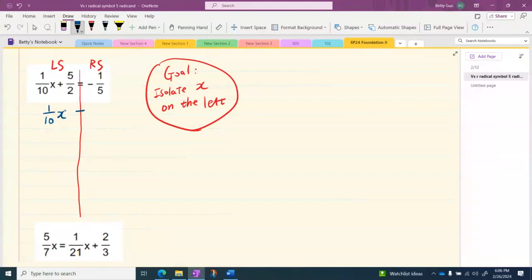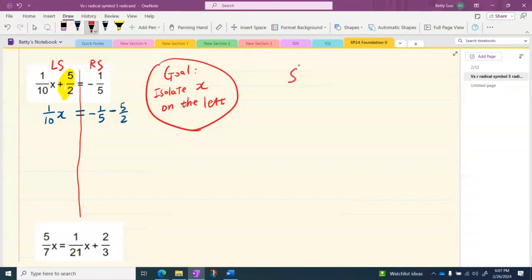Let's keep 1 over 10x on the left side. Nothing has changed to that term. 1 over 10 times x stays on the left side. And then we have -1 over 5 on the right side. We are going to keep that term on the right side as well. What's going to change is this term, the constant term 5 over 2. It is on the left side, but we want it on the right side. Do you remember my transposition of terms? We move it over and then we change the sign.